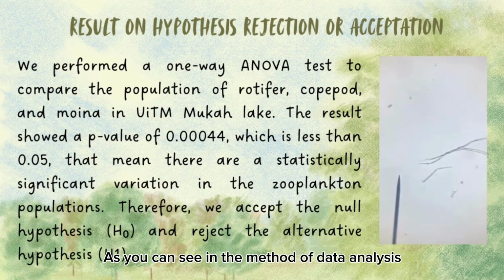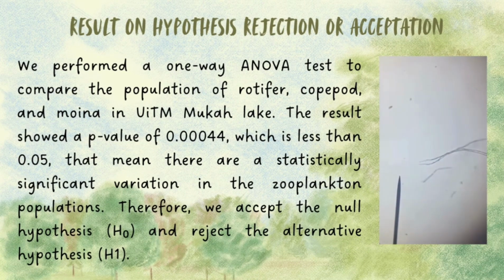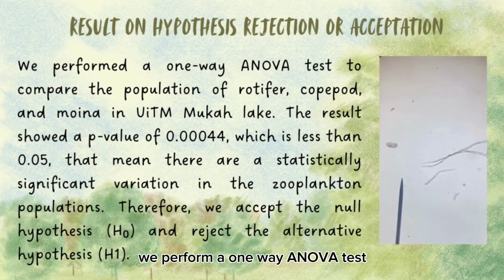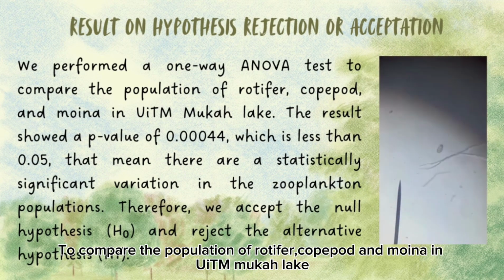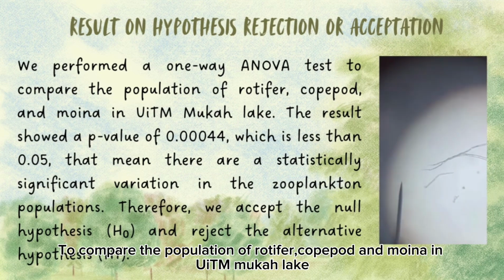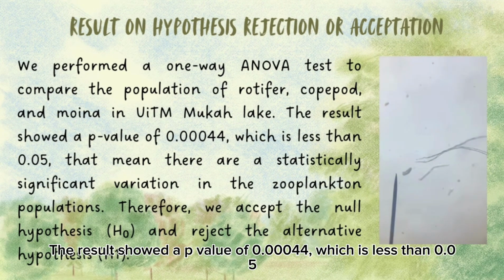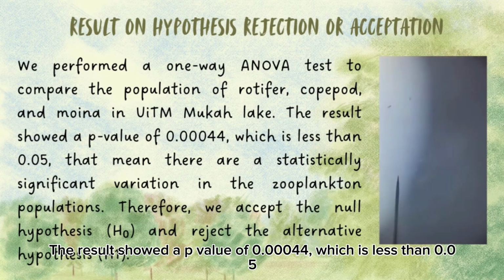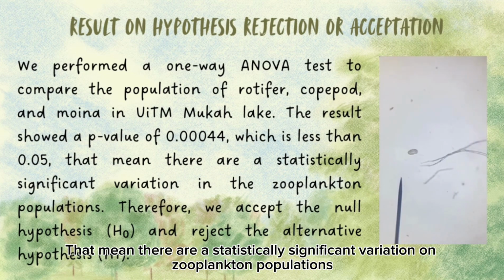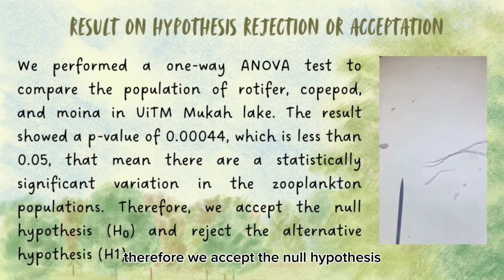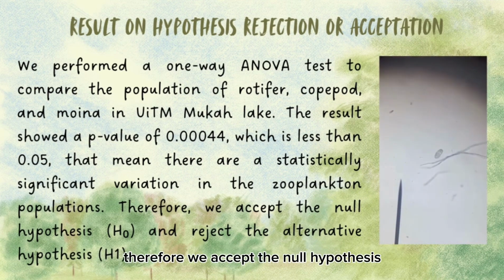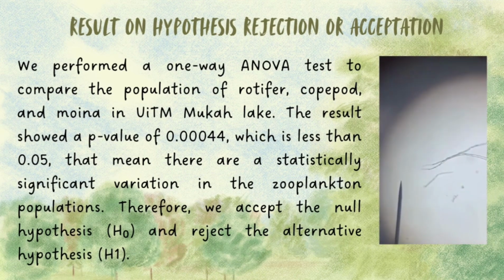As you can see in the method of data analysis, we performed a one-way ANOVA test to compare the population of rotifer, copepod, and moina in UiTM Mukah Lake. The results show a p-value of 0.00044, which is less than 0.05. That means there is a statistically significant variation in the zooplankton population. Therefore, we accept the null hypothesis and reject the alternative hypothesis.